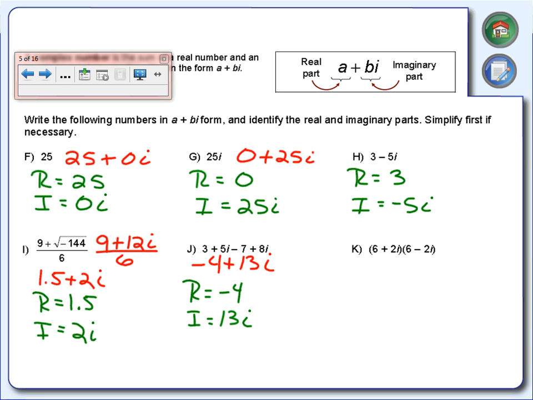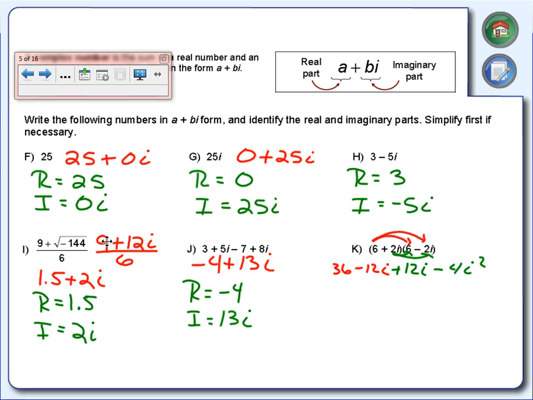Last one over there is a little tricky. We need to multiply the 6 plus 2i times the 6 minus 2i. So we're going to have to do some FOIL. There's a little more work involved in this one. So here we go with FOIL. 6 times 6 is 36. 6 times negative 2i would be a negative 12i. 2i times 6 would be a 12i. And 2i times a negative 2i is a what? Negative 4i squared.